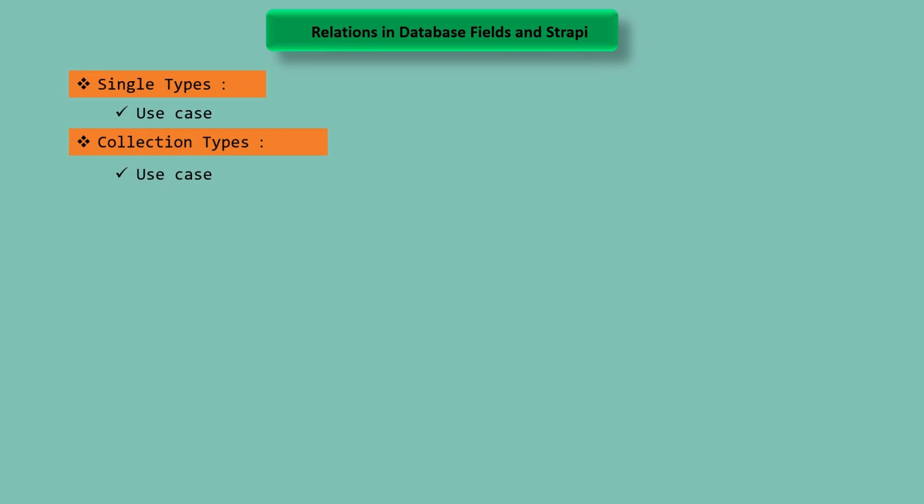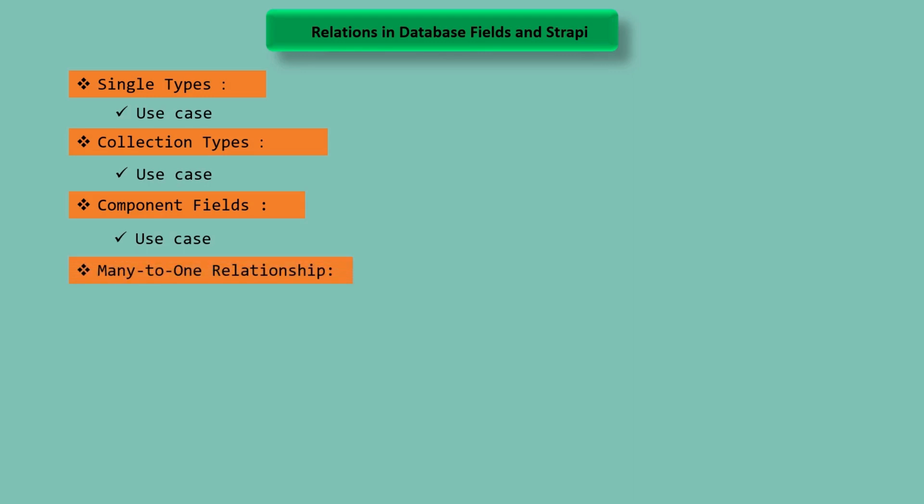Collection types. Collection types represent a group or collection of content items of the same type. Use case. Useful when dealing with multiple instances of similar content, such as a collection of blog posts. Component fields. Components are reusable structures that can be embedded within multiple content types. Use case. Allows for the creation of modular content structures. For example, an author component could be embedded within both blog post and book content types.